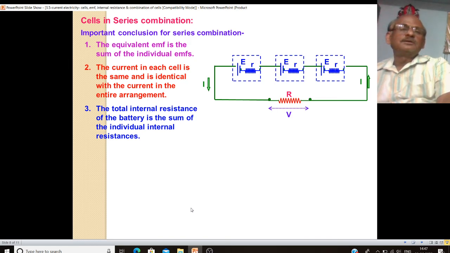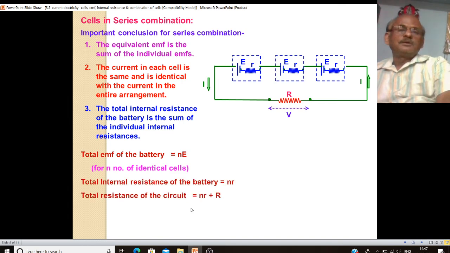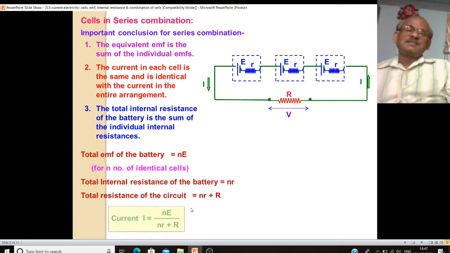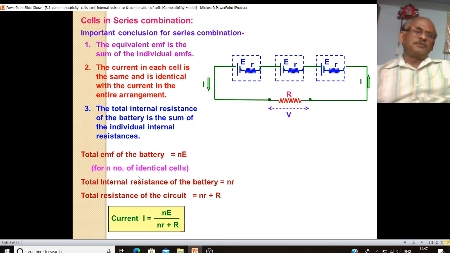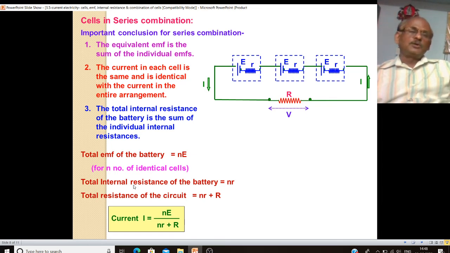See, this is the information. Here all the cells are identical, though here we have taken 3, but for n identical cells, the total EMF will be nE, and the total internal resistance will be n into r. So the total resistance of the circuit will be the total internal resistance plus the total load resistance. So current equal to total EMF by total resistance of the circuit.